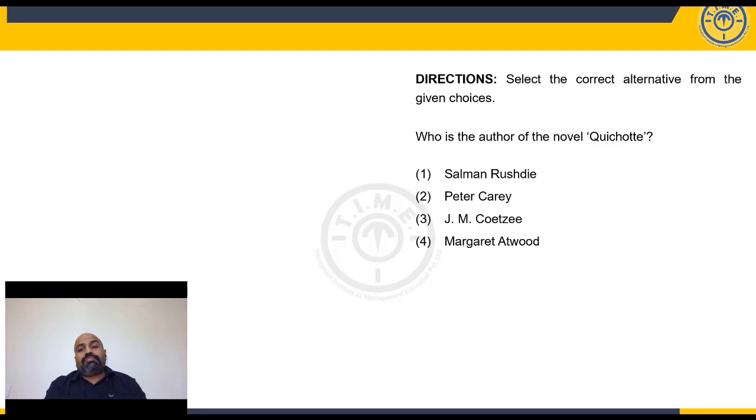So there is one more author. Hilary Mantel. H-I-L-A-R-Y, Hilary Mantel, M-A-N-T-E-L. Hilary Mantel won the Booker for Wolf Hall, W-O-L-F, Wolf Hall, and Bring Up the Bodies, B-O-D-I-E-S, Bring Up the Bodies. Okay, so that's everything about the book, my friends.